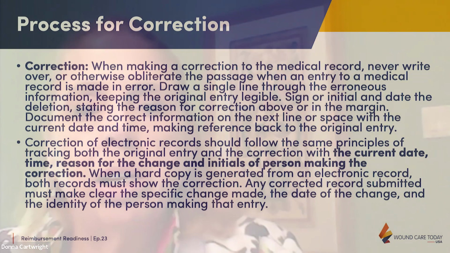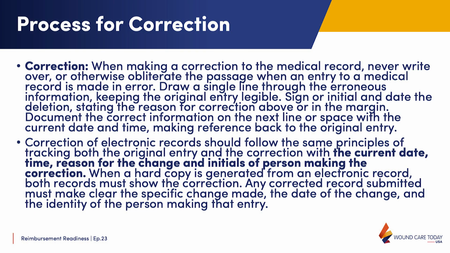So what is the process to actually make the correction? When you're making the correction to the medical record, you never write over or otherwise obliterate the passage when an entry to a medical record is made in error. You simply draw a single line through the erroneous information, keeping the original entry legible. Sign or initial and date the deletion, stating the reason for the correction above or in the margin. Document the correct information on the next line or space with the current date, time, and make reference back to the original entry.